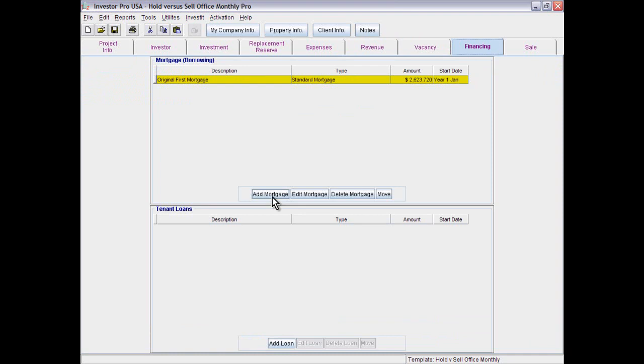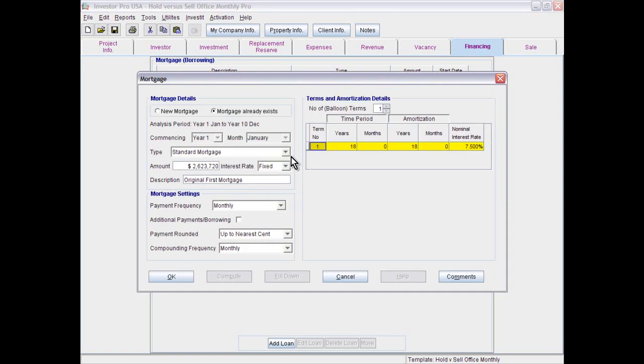In the Finance tab, we set up the mortgages using the Add Mortgage button. In this particular case, the mortgage is set up, so I'm just going to edit the mortgage. Something that is really important because it's unique to hold versus sell analysis is that I identified the mortgage as already existing. I put in the outstanding balance at the start of the analysis date.